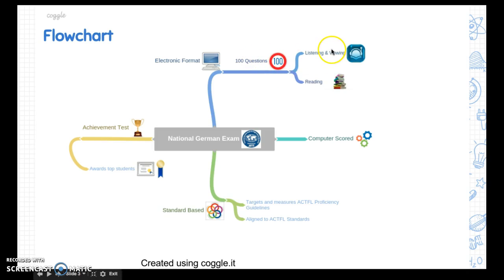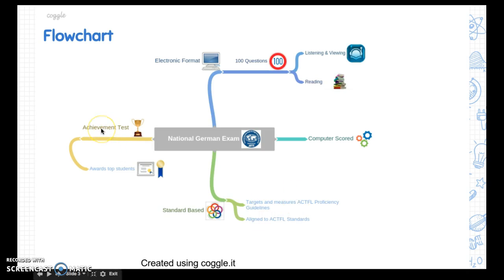The two sections are listening and viewing and reading, so those are each 50 questions. For the listening and viewing, students need headphones because they are watching and listening to video clips. So it's taken on the computer, and it is also computer scored. It is standards based, so it aligns to the ACTFL standards, and it also measures the ACTFL proficiency guidelines.